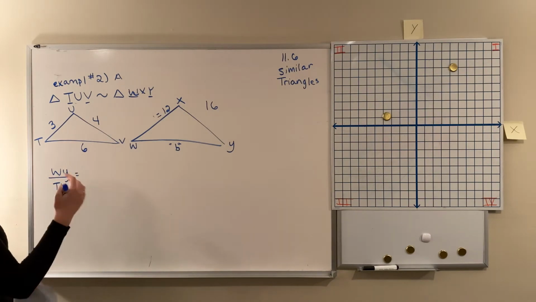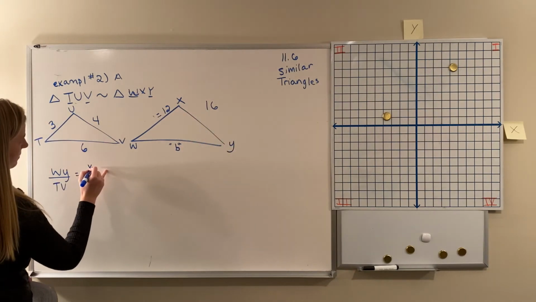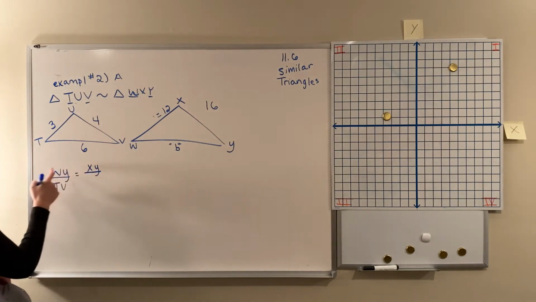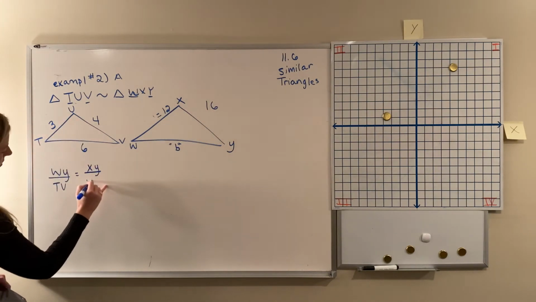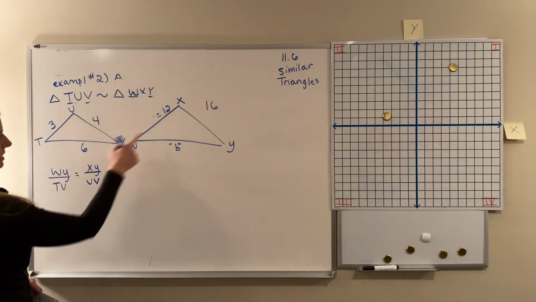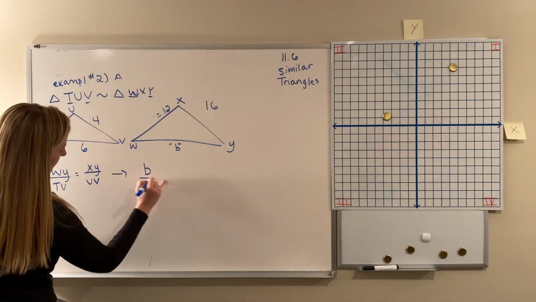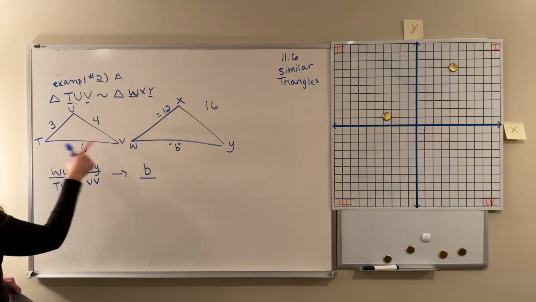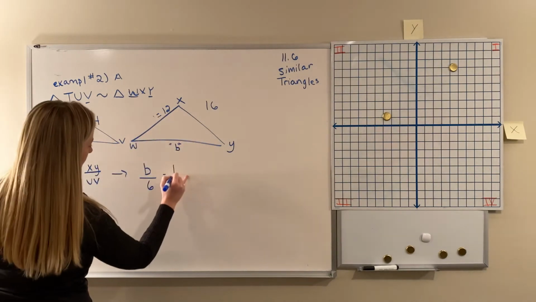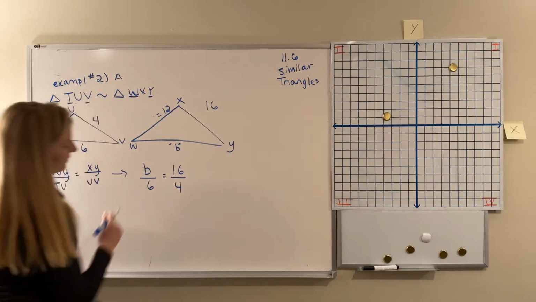And now again, we have to pull from the information they give us. They gave us WY, or XY, I'm sorry. XY corresponds to UV. And so now we plug in our information. WY is equal to B, or just the value we're solving for. TV is 6. XY is 16. UV is 4. So same for the last time.